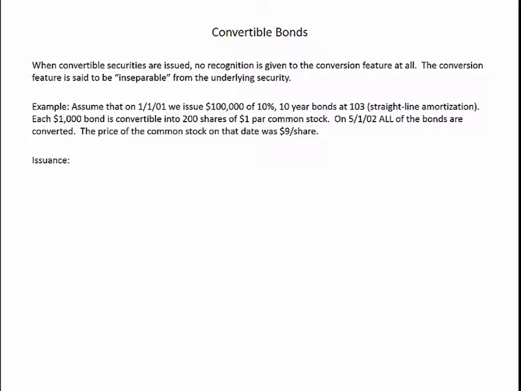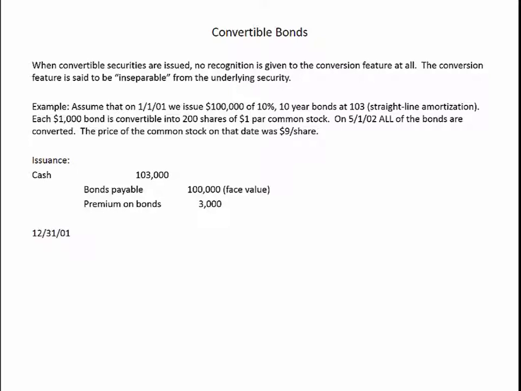Again, at issuance, we're not going to give any recognition to the conversion feature at all. We're going to treat this like any other bond issuance. So we take in $103,000 from our new bond buyers. We record a bond payable liability at face value, and the additional $3,000 is a premium on bonds.